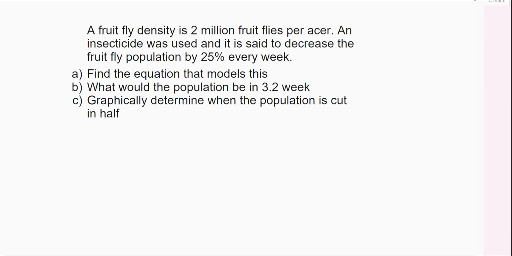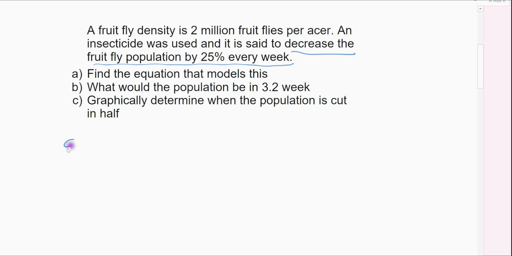Their density is about 2 million fruit flies per acre. An insecticide was used, and it's said to decrease the population by 25% each week. So again, it's going down by 1/4 every week. Find the equation that models this. What would the population be in 3.2 weeks? Graphically determine when the population is cut in half.